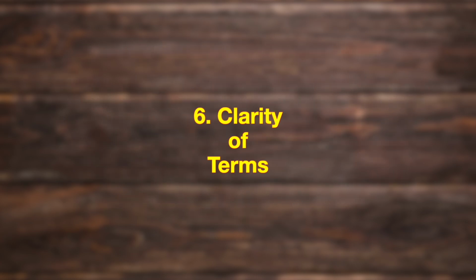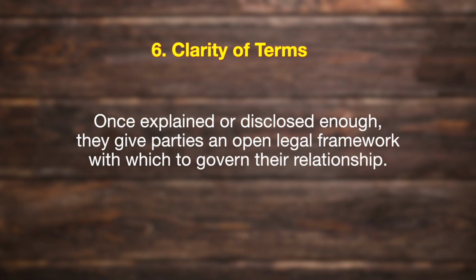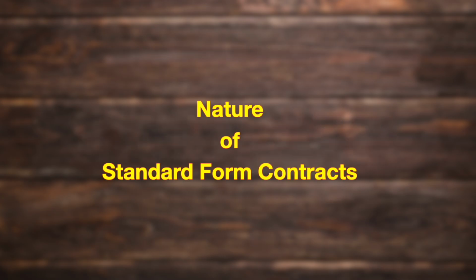The sixth is clarity of terms. Although at times criticized as overly complicated, one of the functions for which standard form contracts are constructed is to provide an open and complete set of terms which can be utilized by a broad spectrum of users. Once explained or disclosed enough, they give parties an open legal framework with which to govern their relationship. Now let's talk about the nature of standard form contracts.